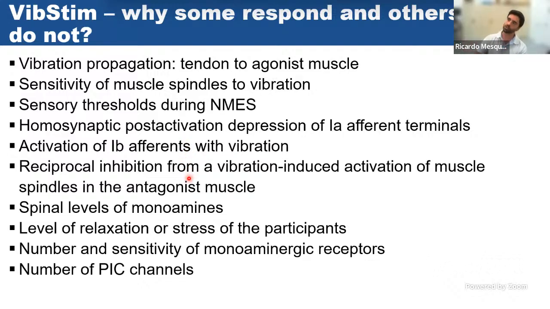The vibration could also go to the opposite muscle in some people more than others, which would cause the opposite effect. Some people might have more or less levels of serotonin, noradrenaline in the spinal cord. Some people might be more relaxed than others when they receive the electrical stimulation. And that could also cause the differences in response, and other biophysical mechanisms related to the channels in the spinal cord.